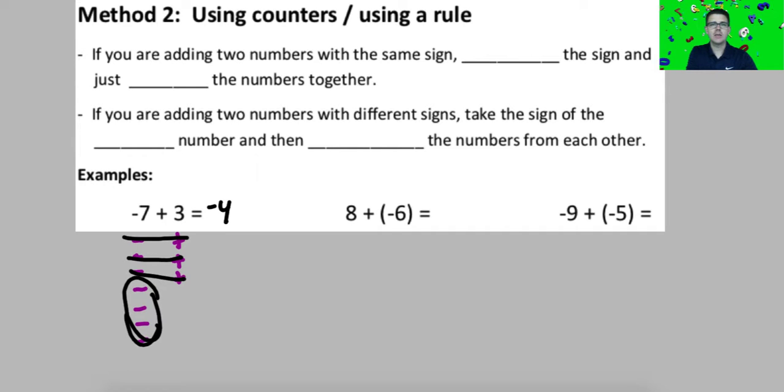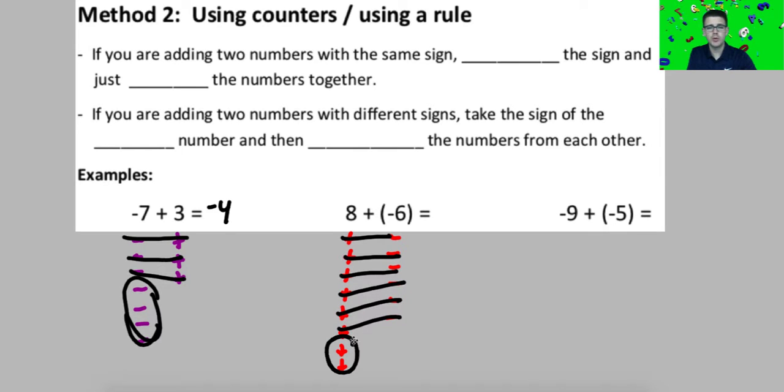Here, I've got 8 plus -6. So I've got 8 positives, 5, 6, 7, 8, and 6 negatives: 1, 2, 3, 4, 5, 6. Hopefully you can already see that clearly the positives have more players. If I were to pair them up, you would see that each of the positives can take out one of the negatives, and I still have 2 positives left over. So my answer in this case would be +2.